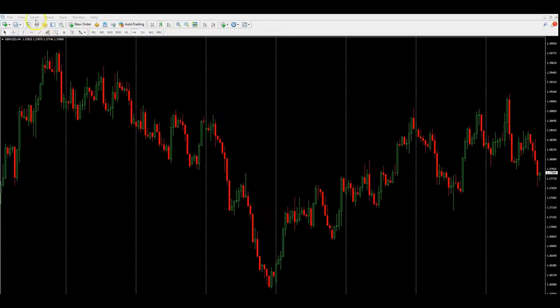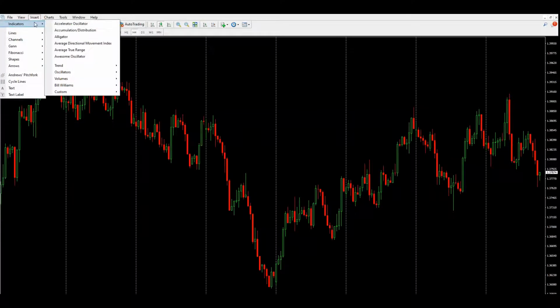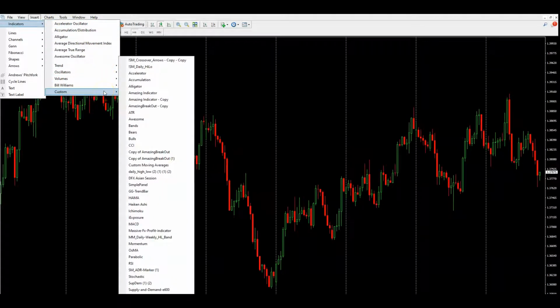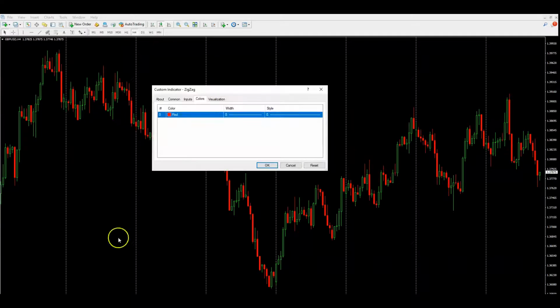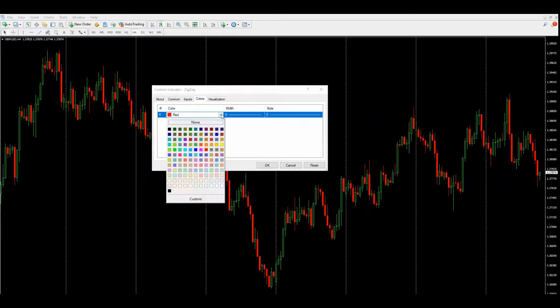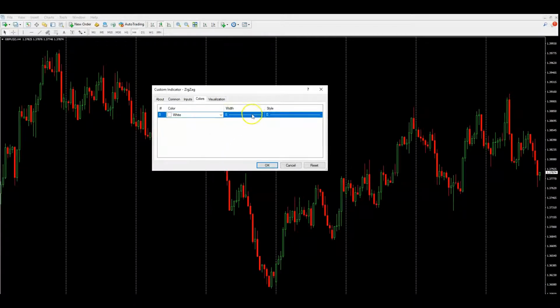So first and foremost, to make it easy, just go to your insert up here. Highlight the indicator by scrolling on it, go all the way down to customs, and then go all the way down to the very end, and you will see your zigzags. Once this little box forms, just double click here, and I like to keep my indicators white. I can see them clearly, and for the width I'm going to put it on number 2.